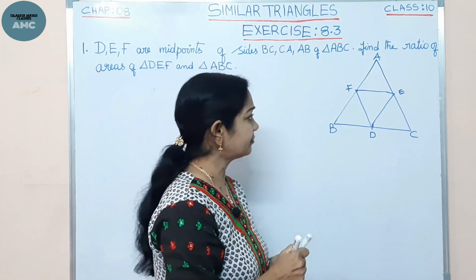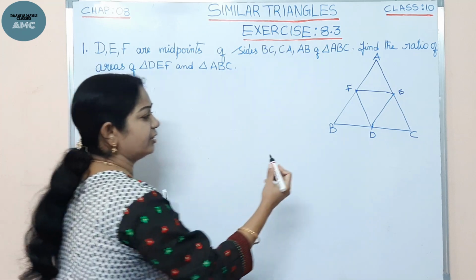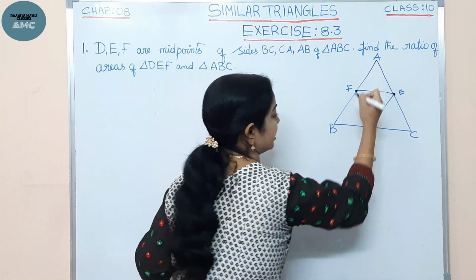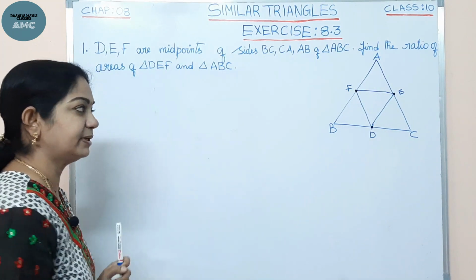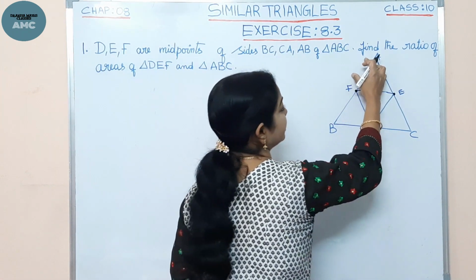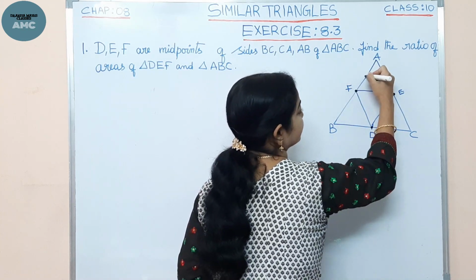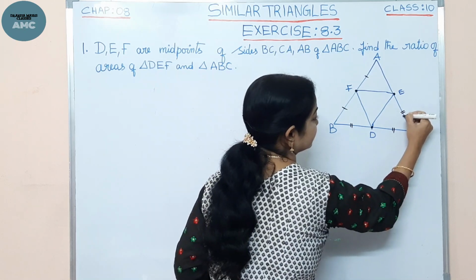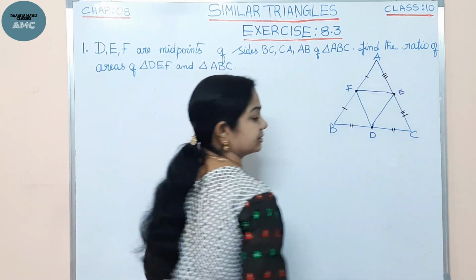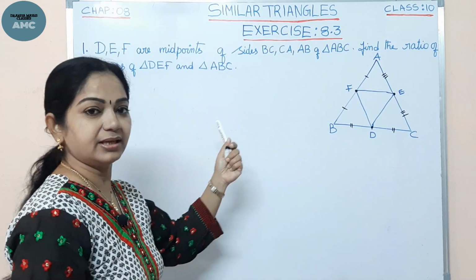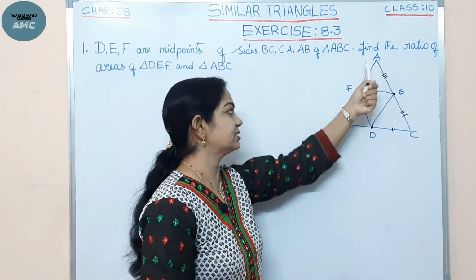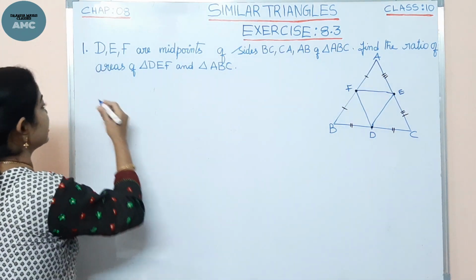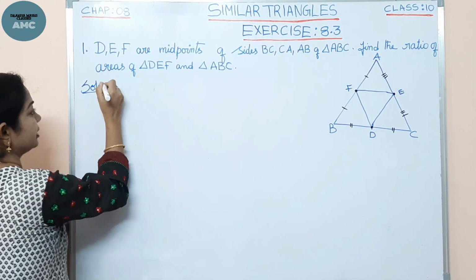Now, when we are telling that they are the midpoints, that means they are equally dividing these two sides. Likewise, this is equal to this is equal to this, isn't it? These parts are equal to this, isn't it? That is the concept of midpoint. So a midpoint divides the line into two equal halves. Now with that concept, we will start the solution here.